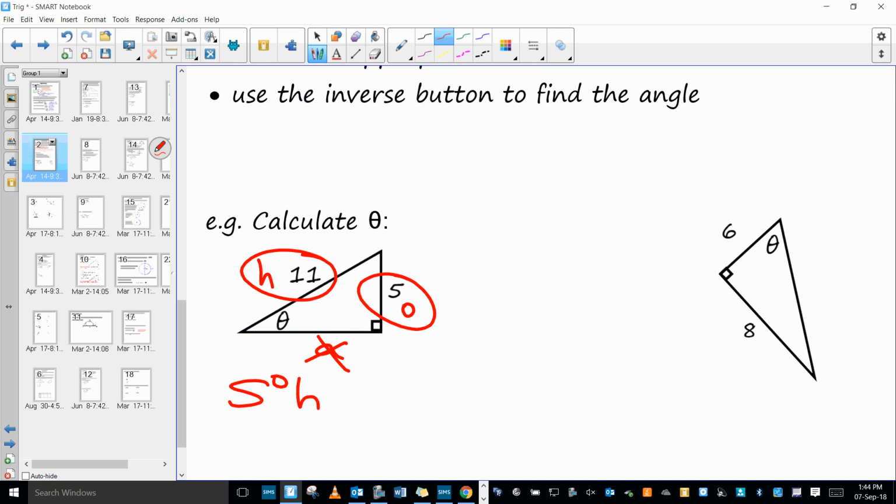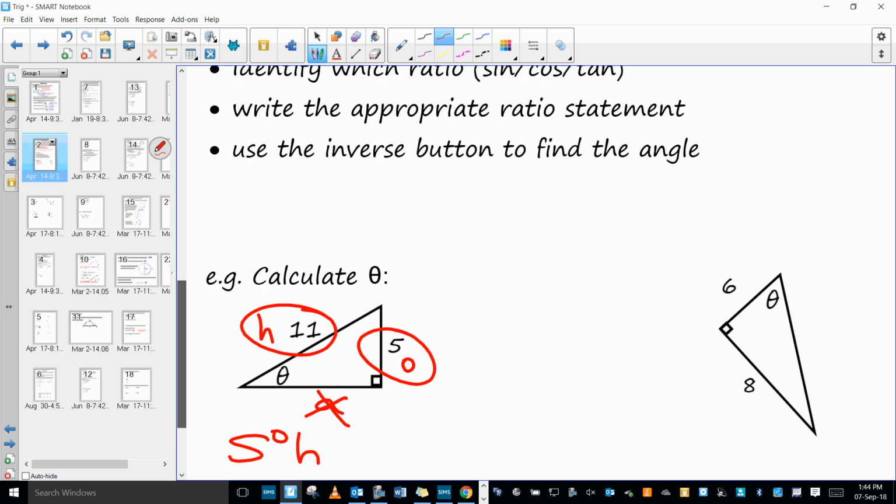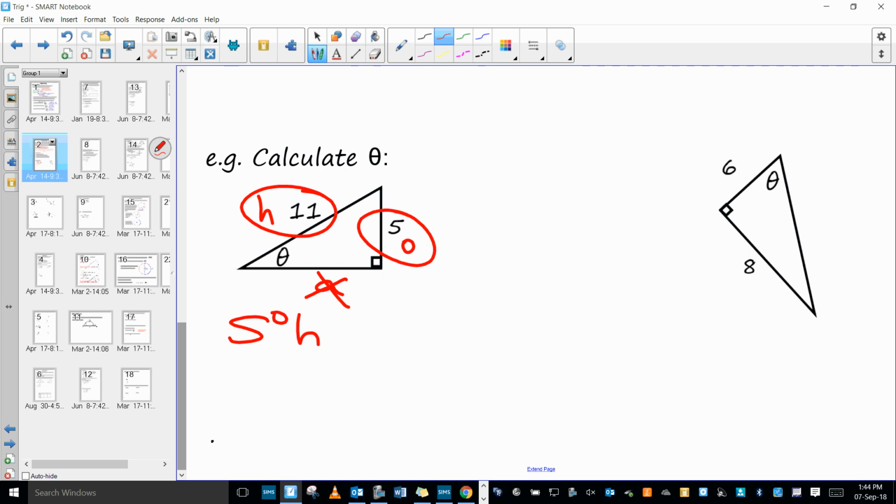I've written SOH. Now I actually have to write an appropriate ratio statement. That means I need to use this formula here, this SOH, to try and write something. I'm trying to find the angle. So if I was covering up the S, the O, the H, which of the S, O, H do I cover up if I'm trying to find an angle? Try and remember which thing goes with the angle. The S, because the sine always goes with the angle. So I'd cover up my S and I'd write sine theta equals, so I'm covering up my S, my O's up in the air, so it's going to be O over H.